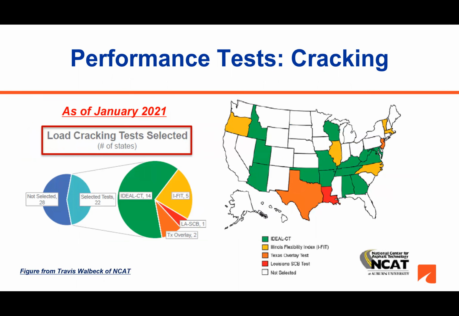This figure shows the survey results conducted towards the end of 2020 by NCAT. We see the majority of states are using IDT cracking tests for evaluating the cracking potential of mixtures. That is somewhat expected as this test protocol does not require cutting and coring of asphalt specimens, in addition to the previously mentioned benefits of monotonic loading-based tests.